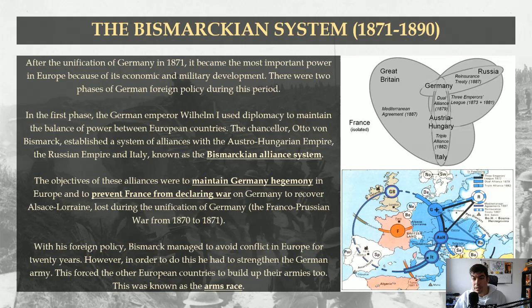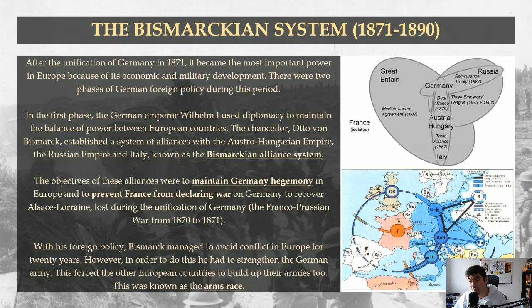After the unification of Germany in 1871, after the Franco-Prussian War, Germany became the most important power in Europe because of its economic and military development. We have two phases in German foreign policy. First, the one within the reign of the Emperor Wilhelm I, Guillermo I, which used diplomacy to maintain the balance of power between the European countries with the help of his Chancellor Otto von Bismarck, who established a system of alliances with the Austro-Hungarian Empire, the Russian Empire and Italy, known as the Bismarckian Alliance System.